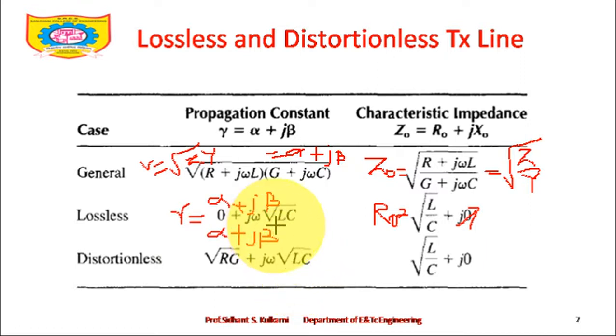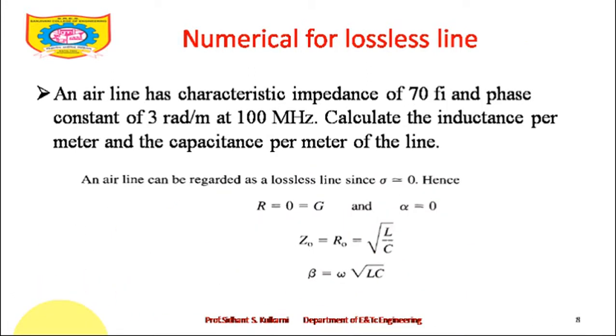So omega under root of LC for beta remains the same for the cases of lossless and distortionless line, but the only change is in the alpha equation. So alpha is equal to under root of RG and beta is equal to omega root LC. Similarly, R0 will become once again a real entity, independent of the imaginary part. So under root of L by C, which can also be written, since L by C equals R by G, as under root of R by G. So if either of these conditions are known, with the primary constants I can calculate R0 and gamma for the lossless line as well as the distortionless line. Let's talk about the first numerical depending on this.